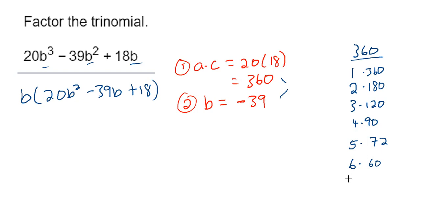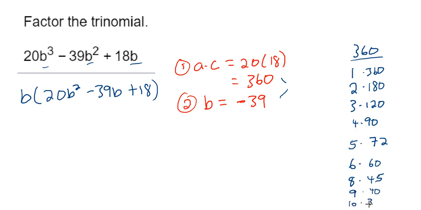7, however, does not work, but 8 does. 8 times 45, that's what will be left over. If I add those together, I get 53, so I'm not quite at 39 yet. 10 doesn't, or sorry, 9 does work actually. I was going to skip 9, but it does work. 9 times 40, which adds up to 49, getting closer.